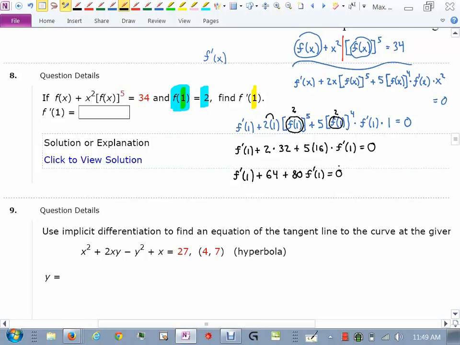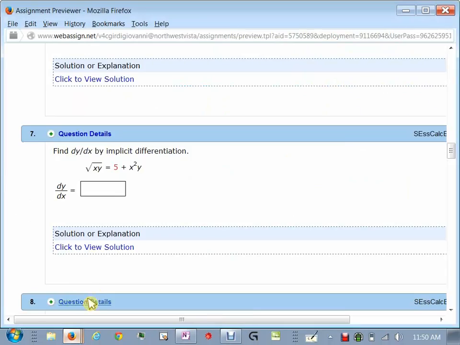So what I'll do now is I'll try and get my f prime of 1s by themselves. So here are the terms right there, which means I'll subtract 64 on both sides. And notice if I can put these two together, that's like 1 f prime of 1 plus 80 of them. So I have 81 f prime of 1 equals negative 64. And then if I divide both sides by 81, then I get f prime of 1 equals negative 64 over 81. And I don't know if they want that as a decimal, but let's take a look. Make sure we got this right here.